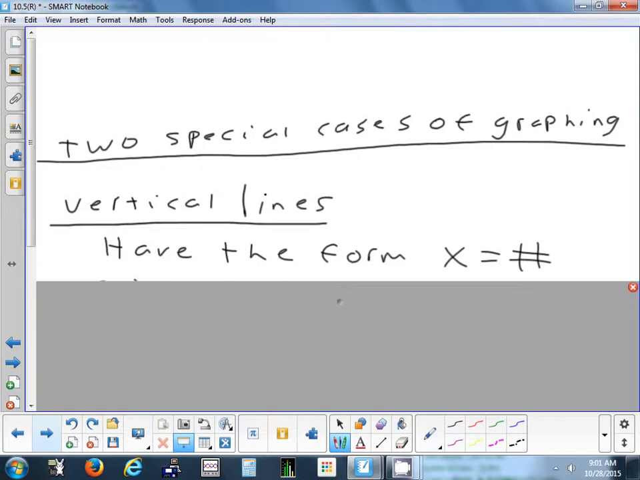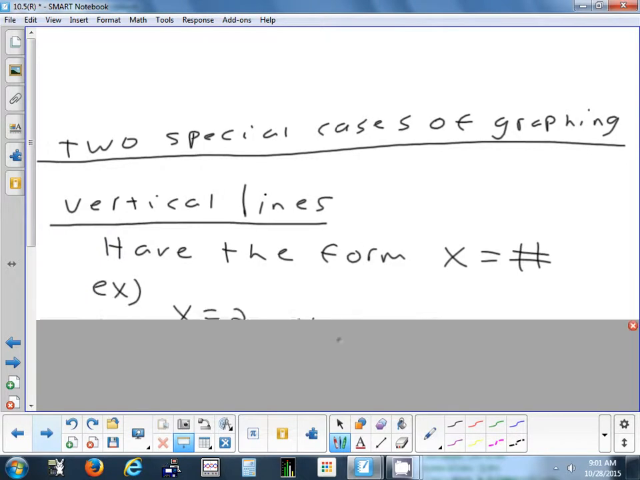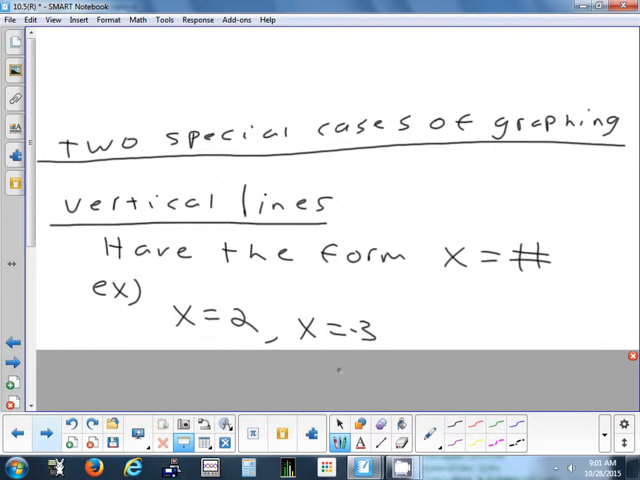Vertical lines always look just like this. There's no y. The y is gone. It's just an x. It's x equals a number. This is a special case separate from everything else. You just have to remember: if you just have an x, an equals, and a number, it's a vertical line. There's no y.